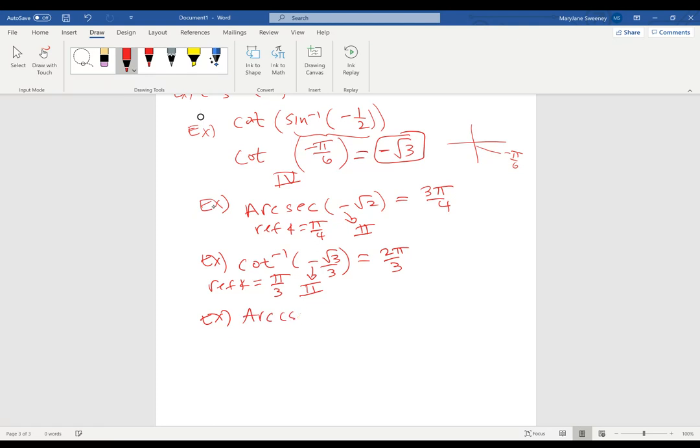Arc cosec of negative 2. Where is cosec 2? The reference angle would be pi over 6. Negative means we're in quadrant 4. Arc cosec follows arc sine and arc tan, where you look at quadrants 1 and 4. So this is just negative pi over 6.